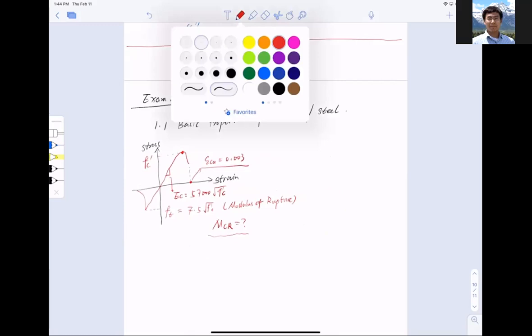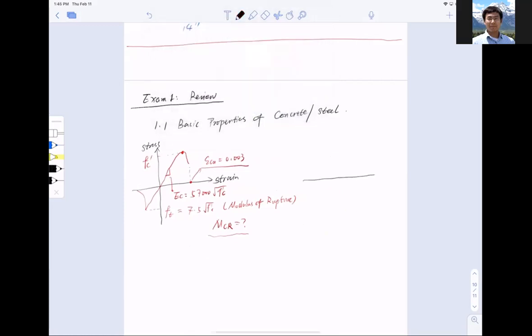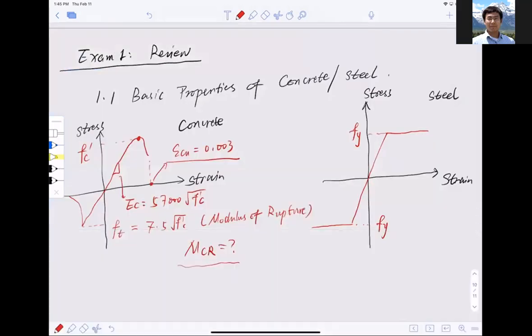Okay, for the steel, we talk about it as well, right? Let's observe the stress strain curve for steel. Now, left-hand side is concrete, and this is for steel. The main difference between steel and concrete is what? Is the symmetry. So for steel, it is symmetric. And it yields both in tension and in compression at the same strength of Fy. Okay, same strength Fy.